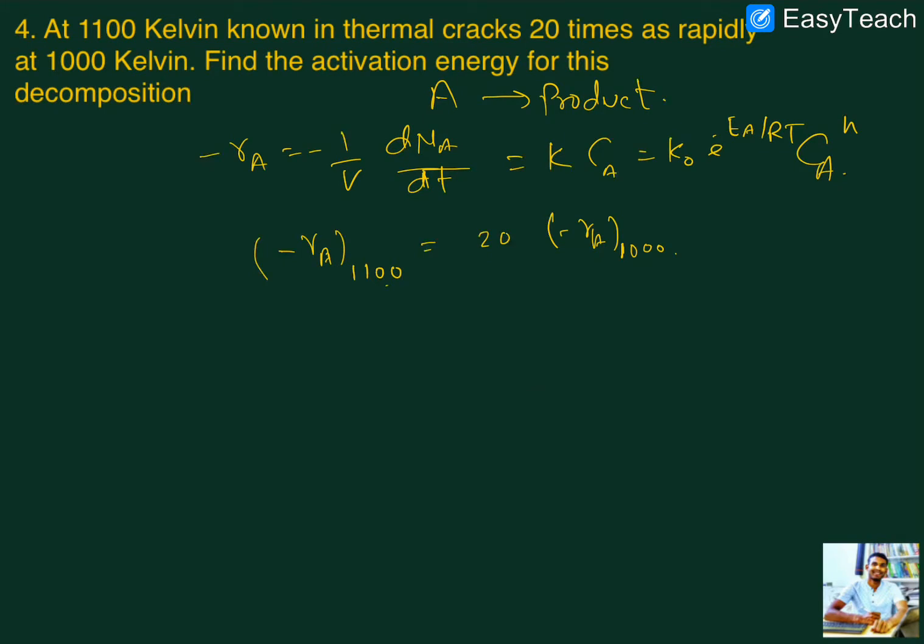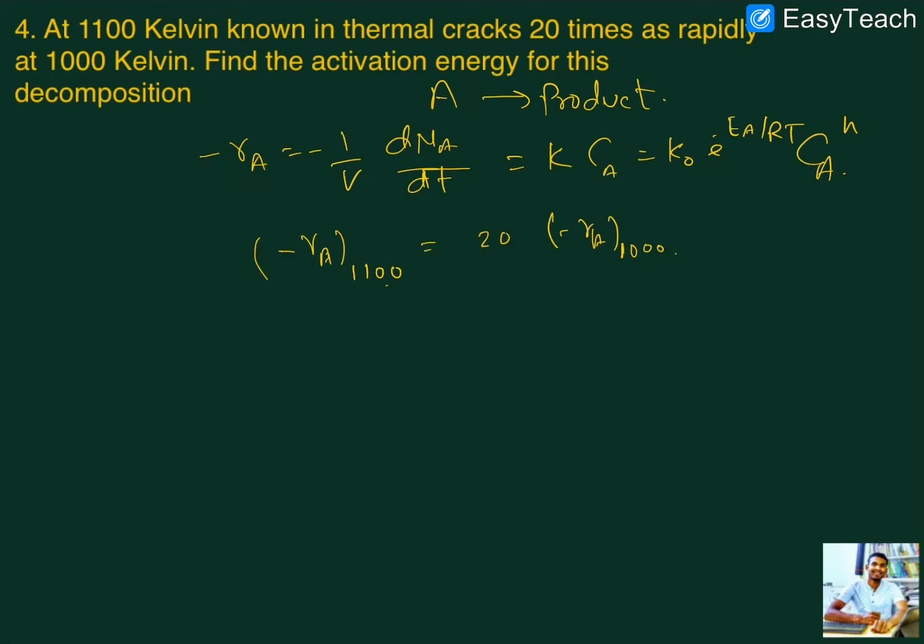So friends, here is the next question. At 1100 Kelvin, a substance in thermal cracking goes 20 times as rapidly as at 1000 Kelvin. Find the activation energy for this decomposition. It is basically saying that there is a reaction, and at 1100 Kelvin the rate is 20 times faster than at 1000 Kelvin. So what should be the activation energy of this decomposition reaction?